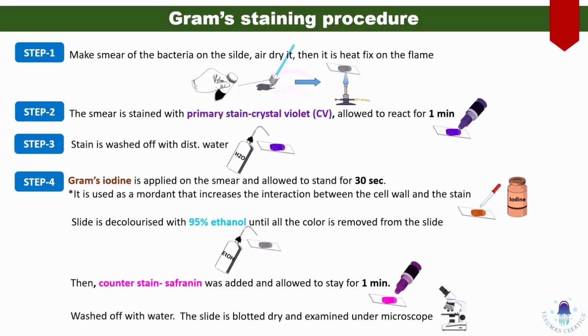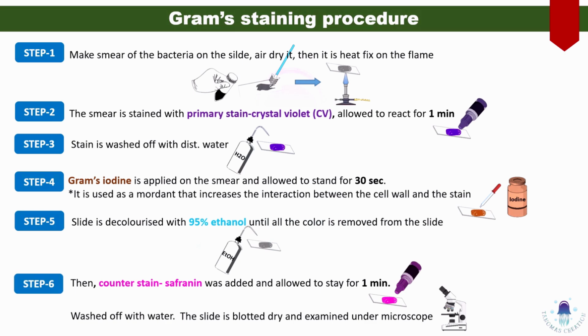After that, Gram's iodine is applied on the smear and allowed to stand for 30 seconds. It is used as a mordant that increases the interaction between the cell wall and the stain. So this is the function of the mordant which we studied earlier. Then the slide is decolorized with 95% ethanol until all the color is removed from the slide.